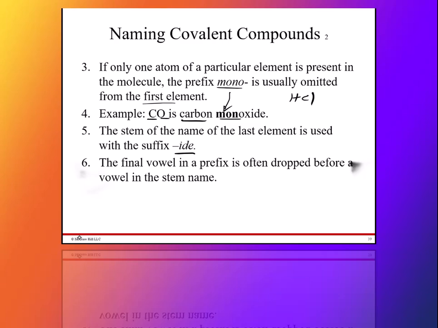Notice you still have an -ide ending. And the final vowel of a prefix is often dropped before the vowel of the stem name. So what they're saying here is that because mono ends in an O and oxide begins with a vowel, we drop the O off mono and combine it with oxide, so we call it monoxide. That's what that's saying.